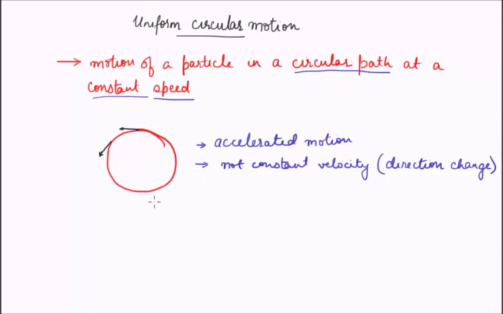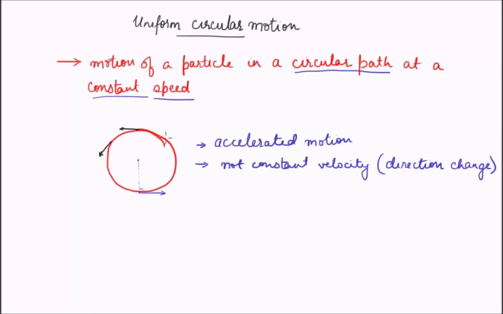Now what can we say about the direction of velocity at any given point? The direction of velocity for a uniform circular motion at any given point is the tangent at that point. So here it is the tangent, here it is the tangent like this. What does tangent mean? It means that if we draw a line from the center to the point, then that will make a 90-degree angle with the direction of velocity.